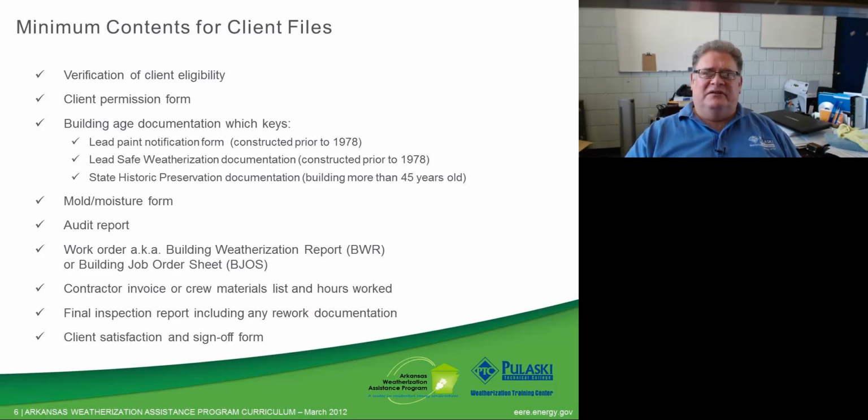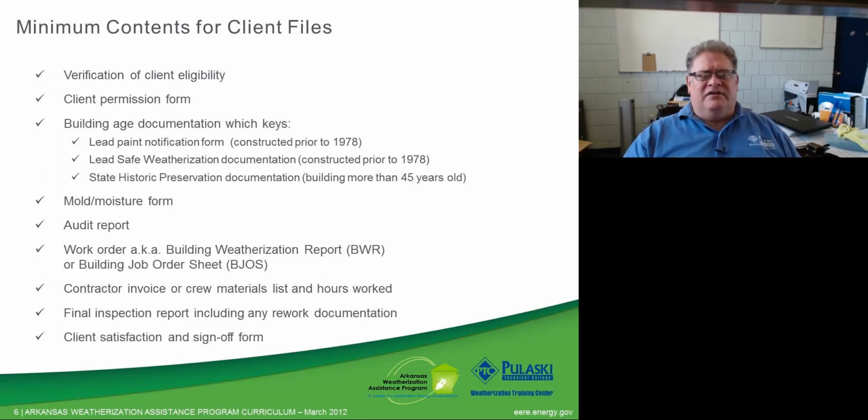If this is an old enough building to possibly be in an historic preservation district, do we have documentation and permission from that historic district for that? Do we have a mold and moisture form? That's required. Do we have an audit or an audit report? That is also required. How about a work order? Now, in some places that's called a building weatherization report, a BWR or a BJOS, or there's another, I think in Arkansas we use a BCJOS. It doesn't matter what it's called, that becomes the work order, okay?